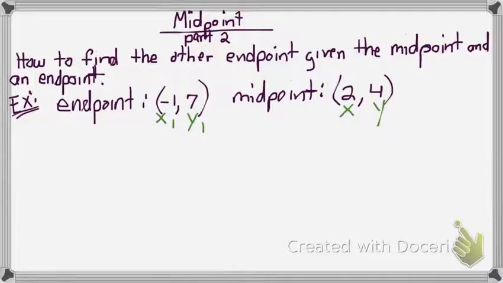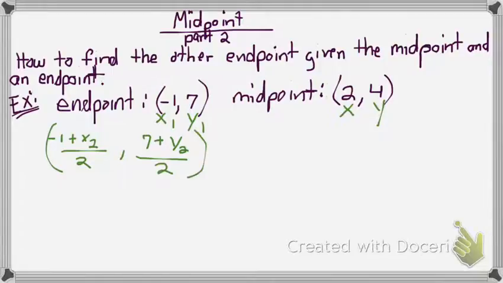All right, so then you're going to plug in your x1 and your y1 into the midpoint formula. So it'll be -1 plus x2, because you don't have x2, divided by 2, comma, 7 plus y2, because again, you don't have y2, divided by 2, close parentheses. All right, now, you do have the midpoint, which is your x and your y. So you'll take -1 plus x2 divided by 2, and set it equal to the x value, which in this case is 2. And then you solve for x2.